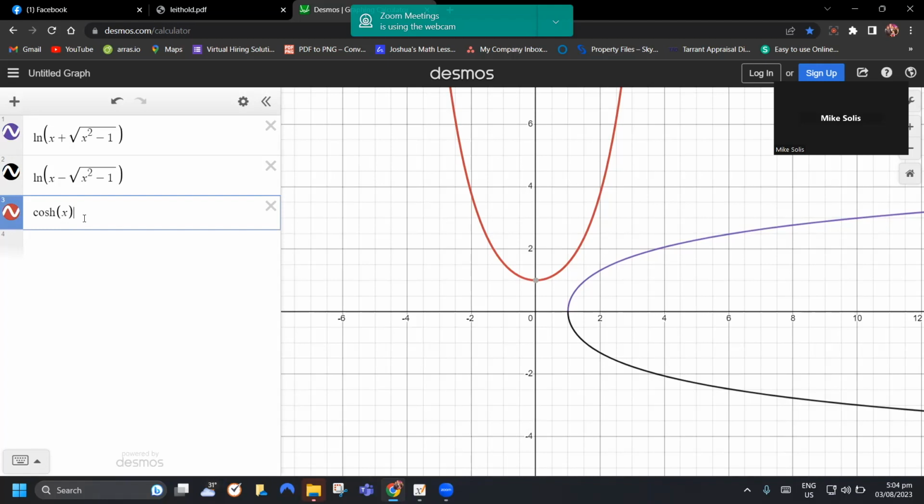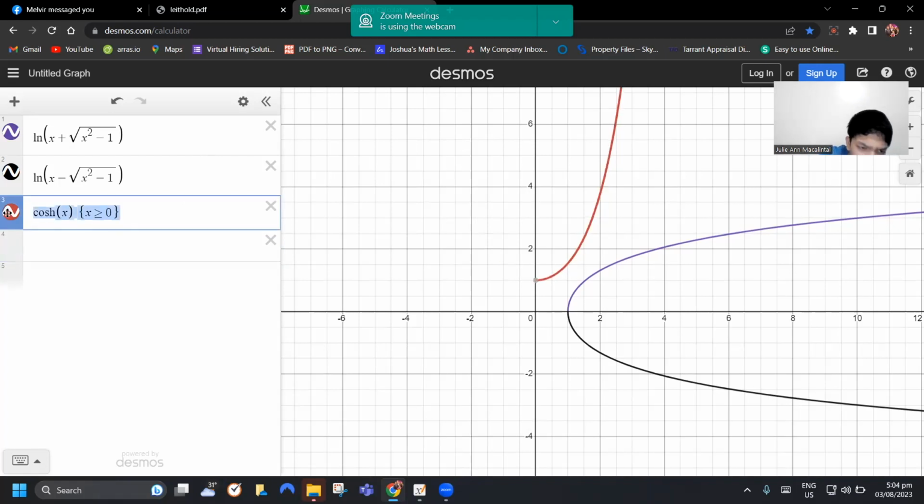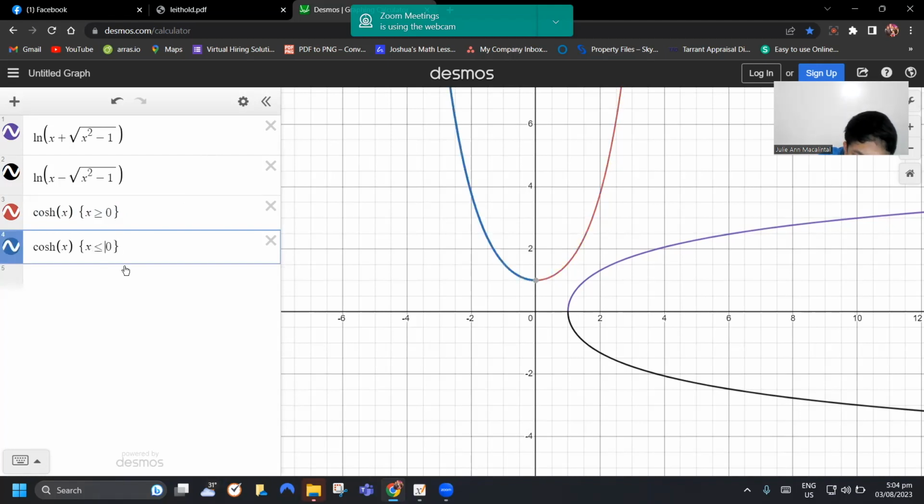Lagyan mo na restriction. So, curly brackets, x is greater than or equal to 0. Tapos, next line, cos x, pero this time x is less than or equal to 0. Ayun. Okay. Ngayon, tingnan mo, for cos x for x greater than or equal to 0, alin yung inverse?